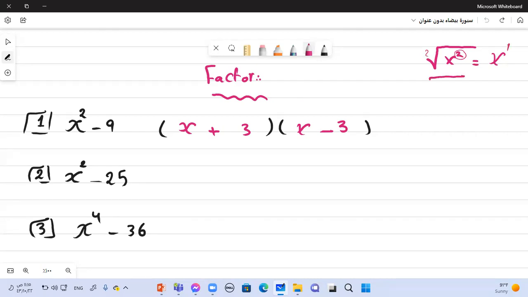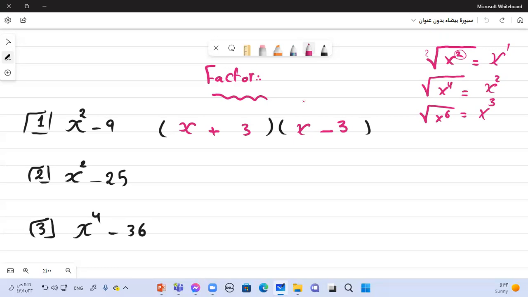If we have x power of 4, x power of 2. If I have x power of 6, it is x power of 3, cubed, because 6 divided by 2. You remember it here, okay.